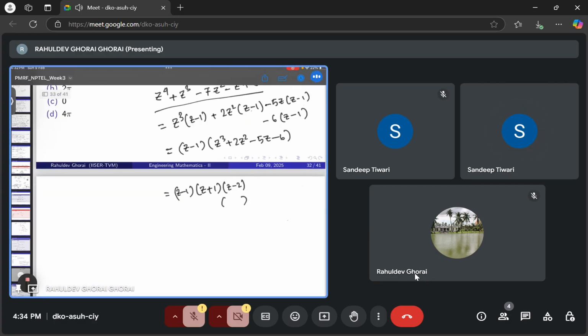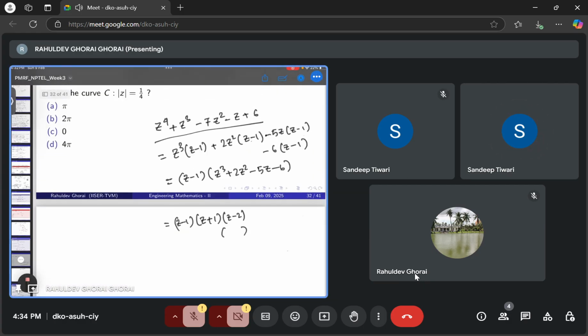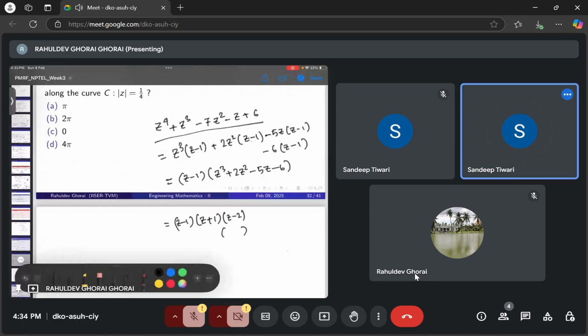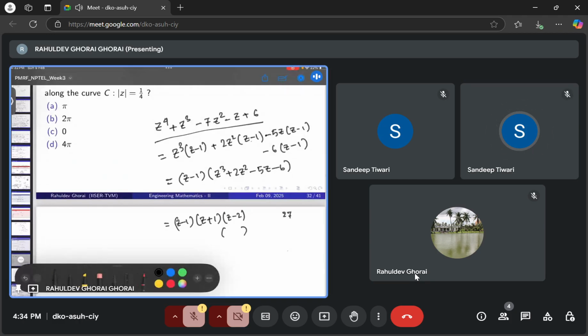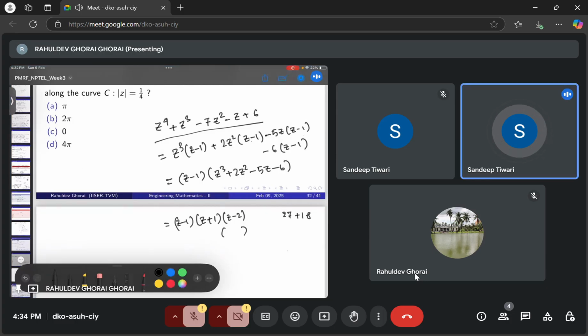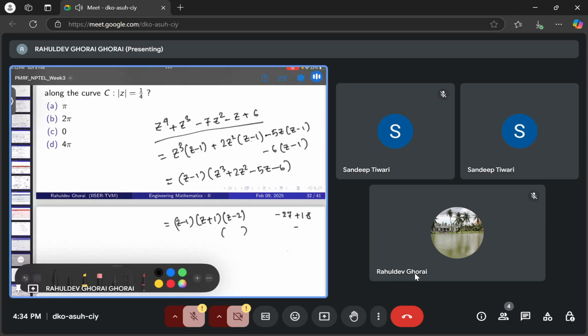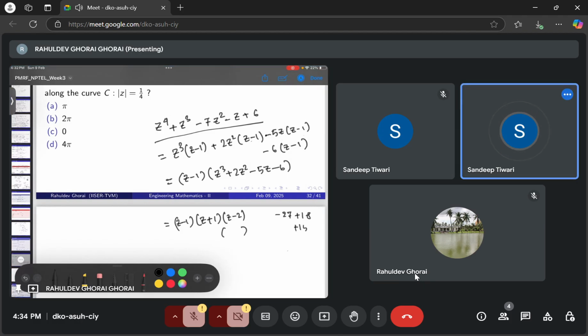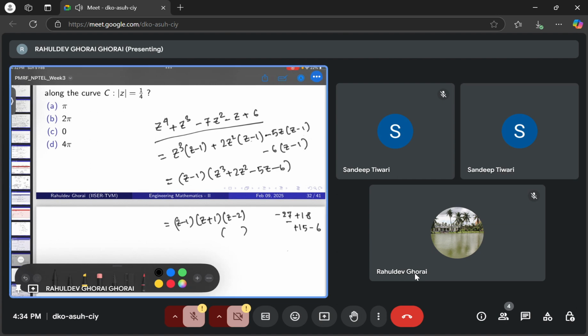It will be 3, let me just check it. It is with 3, okay? Then 27, 27, 18. No, sir, this will not satisfy. Minus 3, let's say minus 3. Minus 3, right? Yeah, so z plus 3. That's the factorization you have to find out.